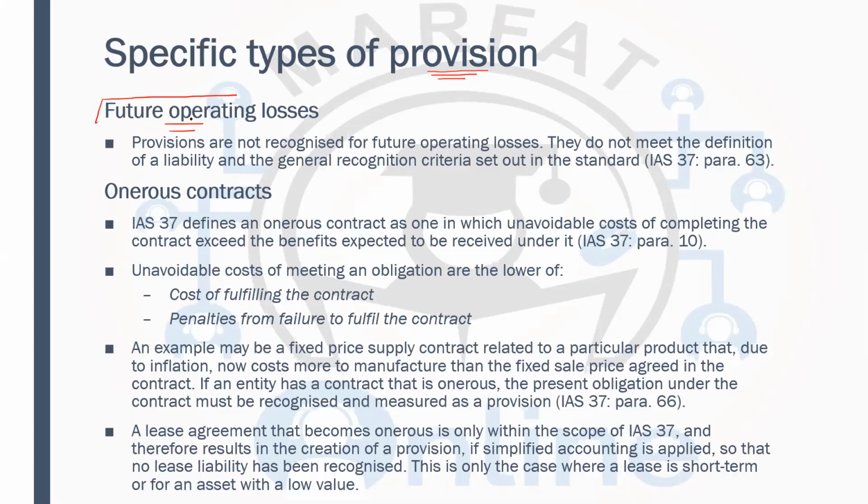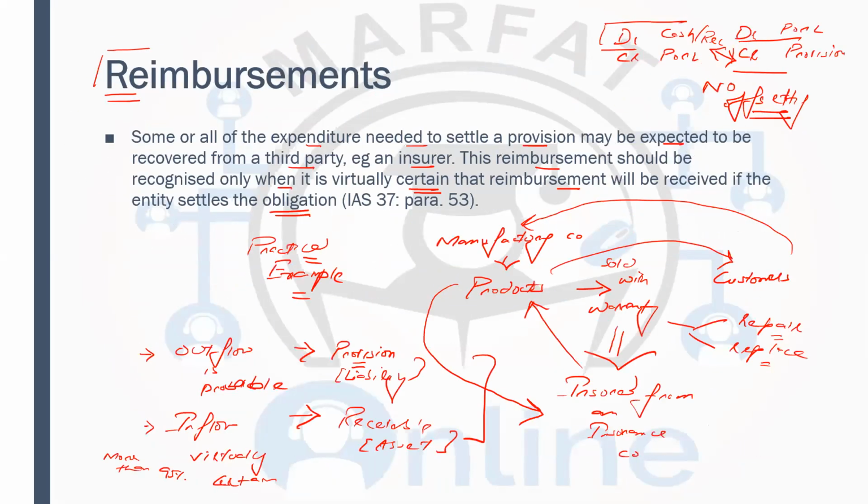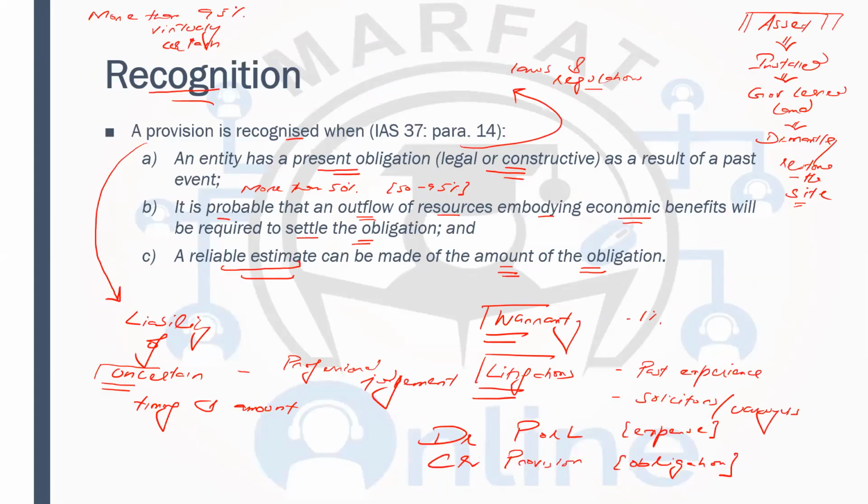Now, before discussing future operating losses, you need to go back and see what was the definition of the provision we discussed, or what was actually the criteria which we discussed. We had a good discussion that when you want to record a provision, first of all, there should be a present obligation as a result of past event. When we are saying present obligation, that is something that you owe, that liability you owe.